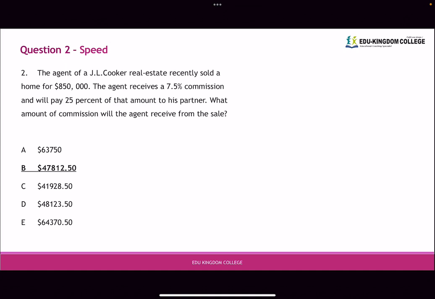Question 2. An agent recently sold a home. They received 7.5% commission. So that's 850,000 times 7.5 divided by 100. So 0.075 would be your decimal, which is why I've just written it as 7.5 divided by 100. So the zeros cancel out here with the 100. That's 8,500 times 7.5.